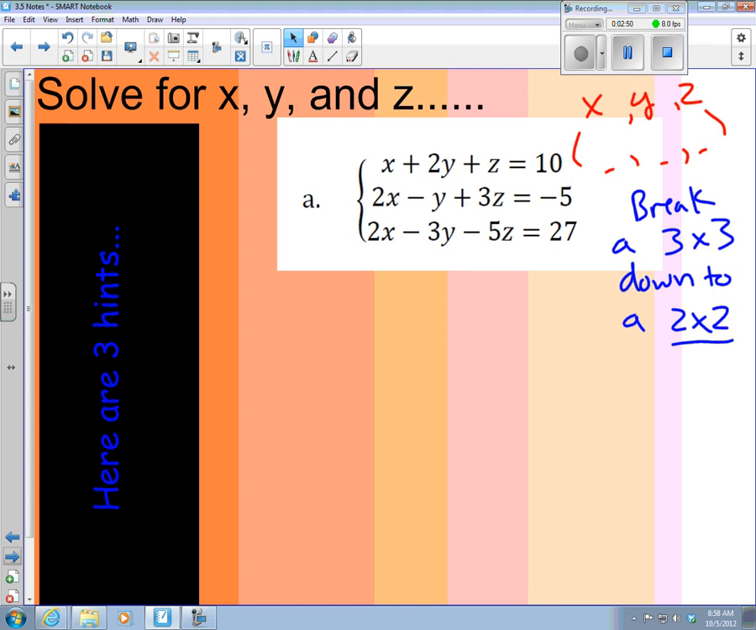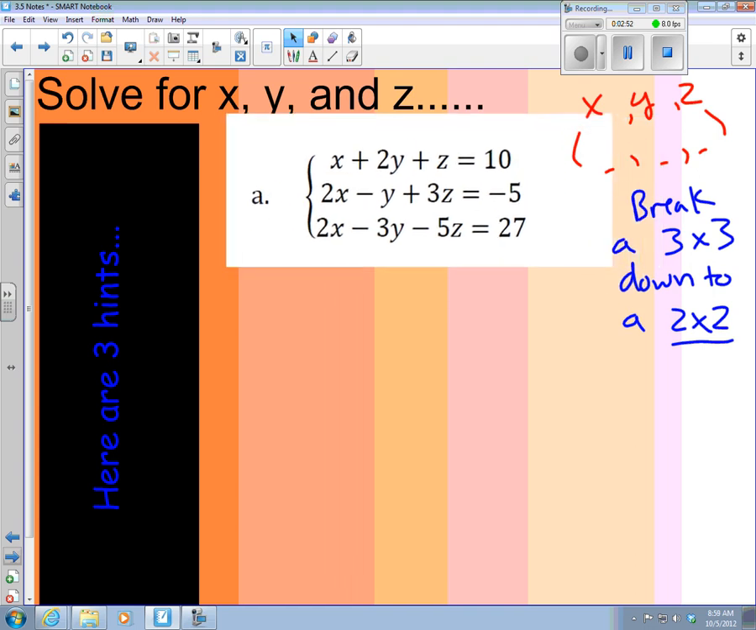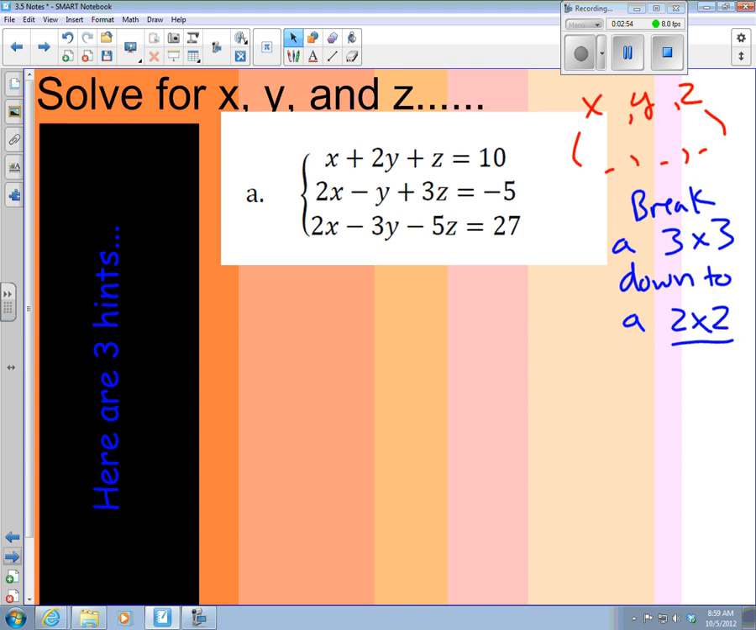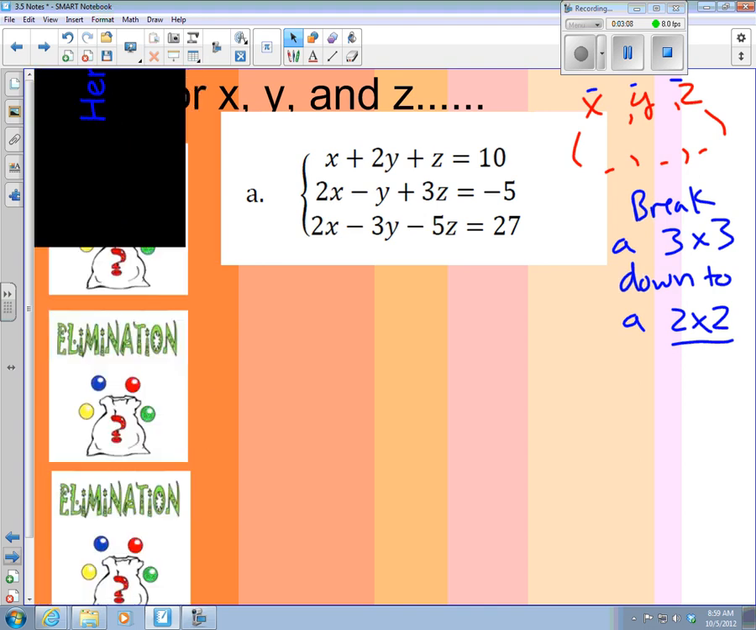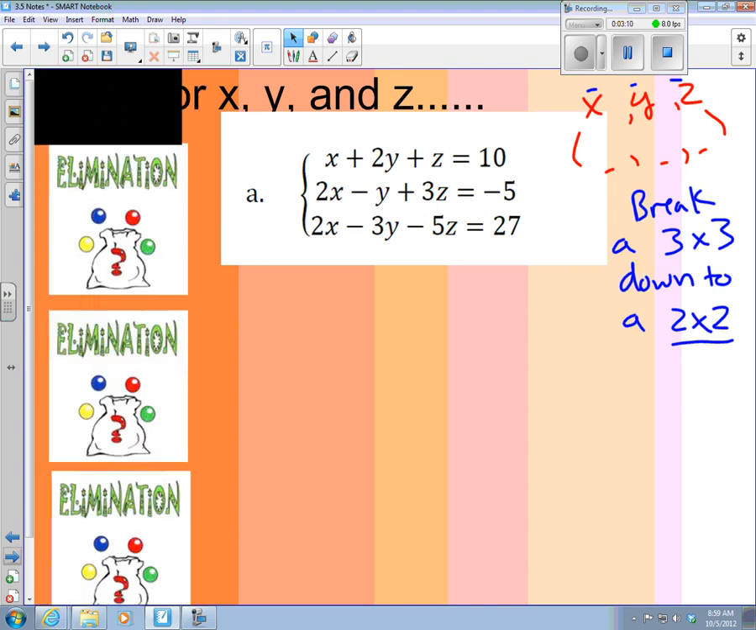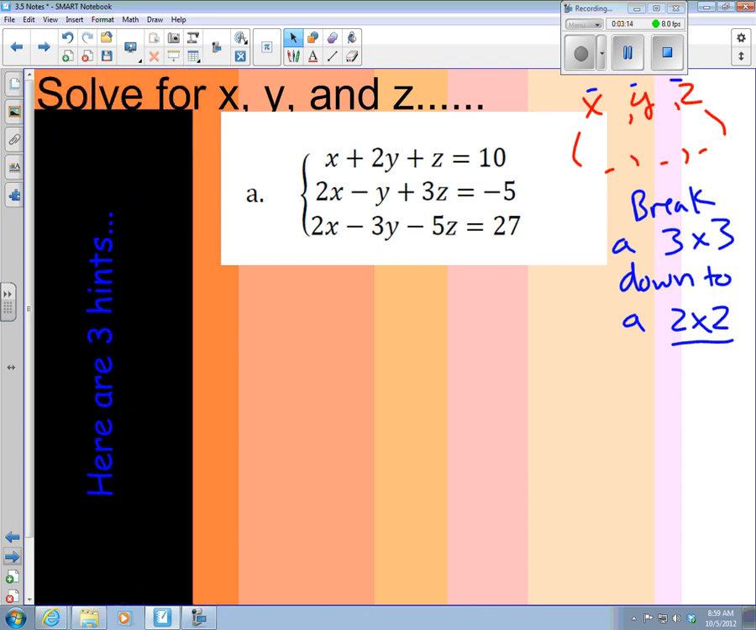Well, we have to take this thing right here. You can see it's three equations, 1, 2, 3, and the three variables are x, y, and z over here. And break this down to a 2 by 2. And the way you do that, it says hint over here. Here are three hints. We're going to use elimination, elimination, elimination. Yeah, it's basically elimination.